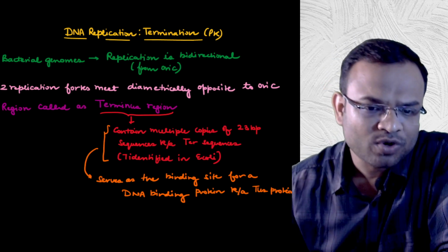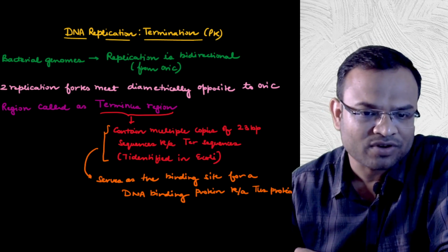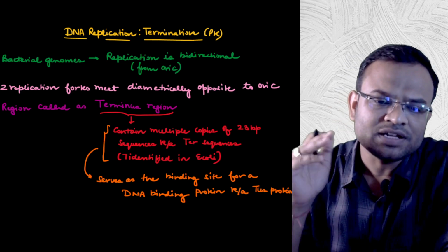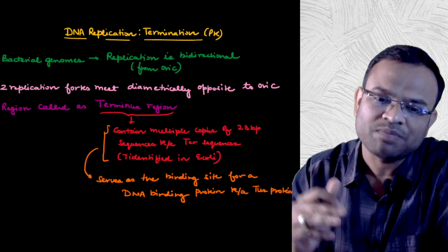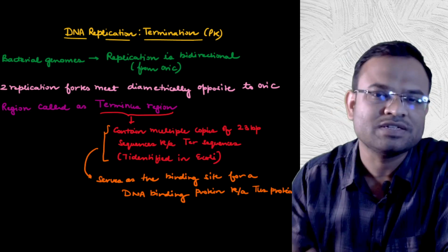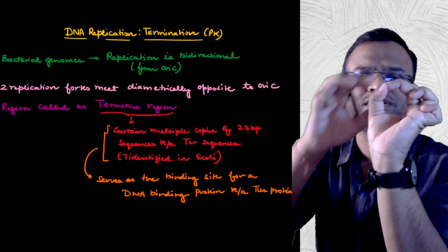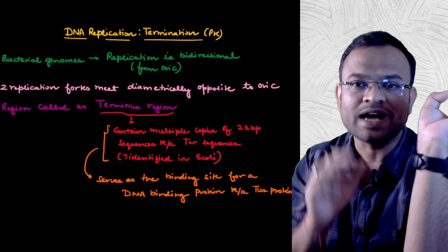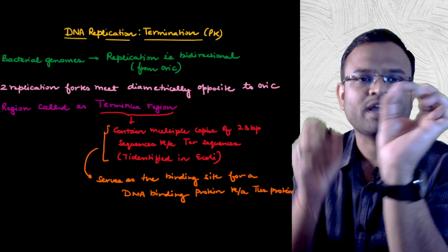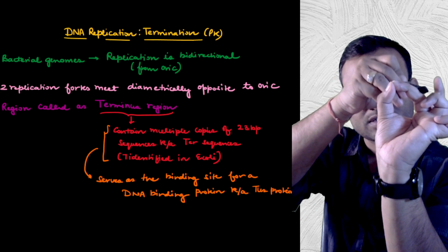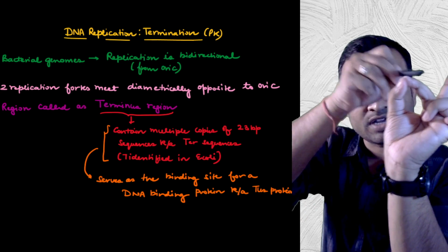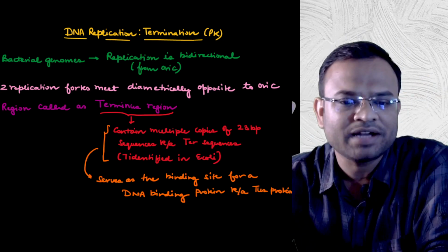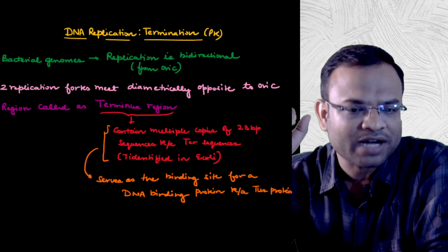So let us start. DNA replication termination in prokaryotes. The first thing that has been written over here, which is very important, is bacterial genome. In the bacterial genome, the replication is bidirectional from OriC. You would remember OriC is the region from where the replication starts in both directions. Suppose this is the OriC, from here the replication will proceed in both directions. This is what I mean by the bidirectional mode of replication in bacterial genomes.